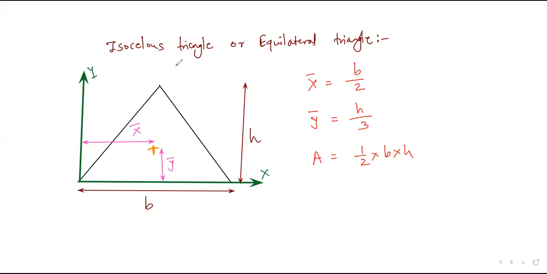Okay, in an isosceles triangle, two sides are the same. And an equilateral triangle means all three sides are equal. In an isosceles triangle, two sides are equal. In an equilateral triangle, three sides are equal. Okay.